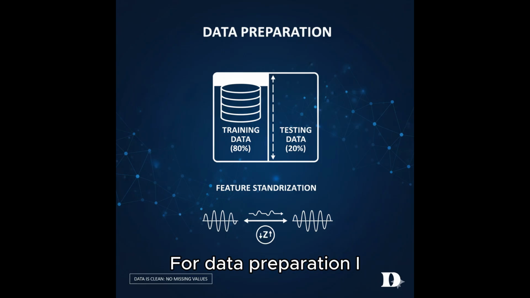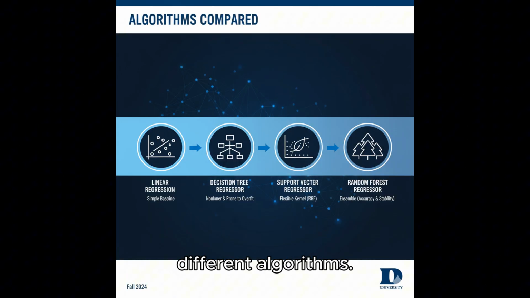For data preparation, I split the dataset into 80% training and 20% testing. I also standardized the features so that algorithms sensitive to scale, such as regression or support vector methods, would perform correctly. The dataset was already clean with no missing values, so I could focus on modeling rather than heavy data cleaning. I compared 4 different algorithms.